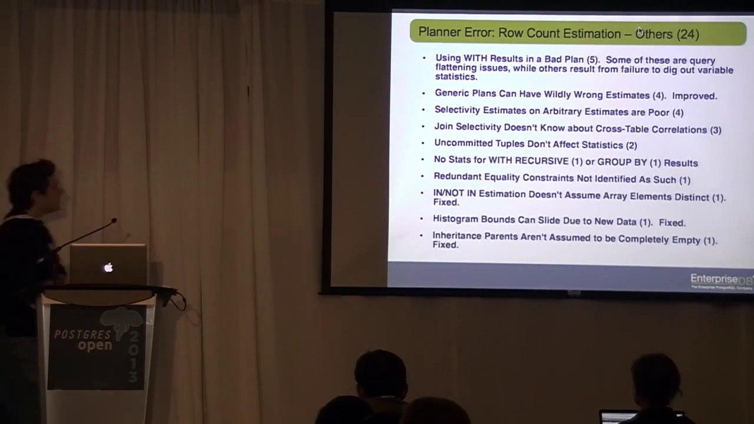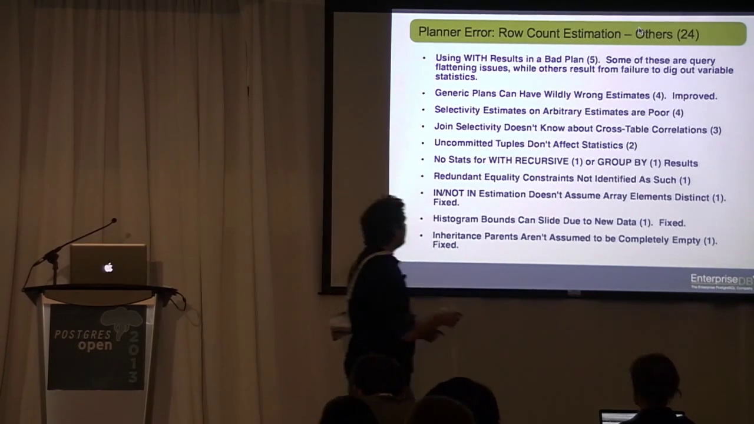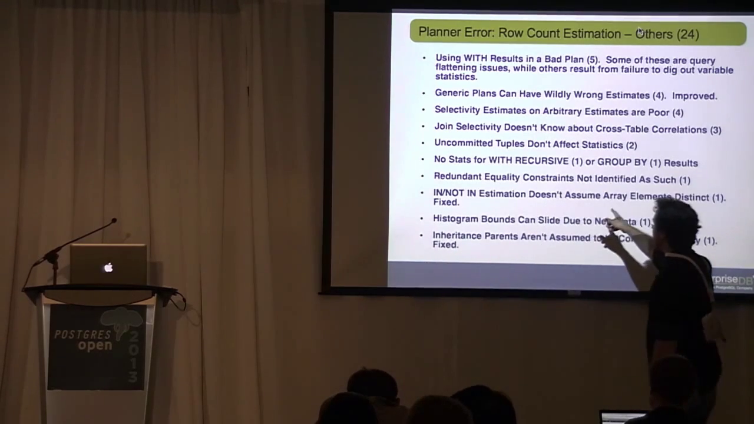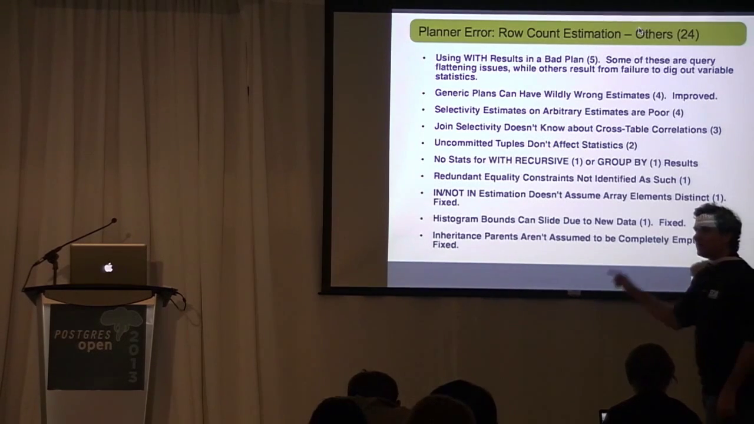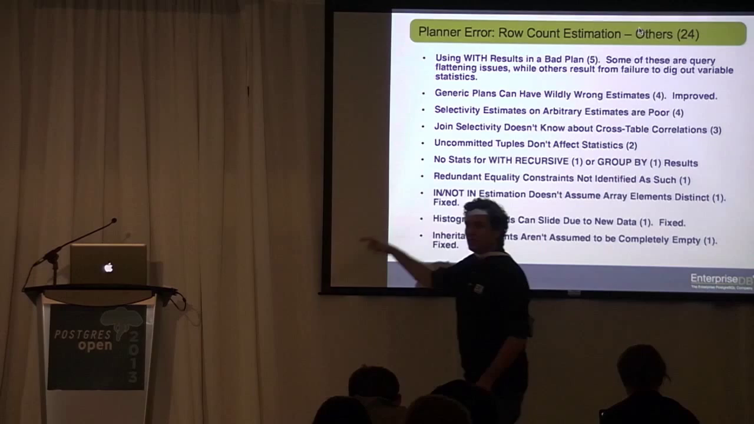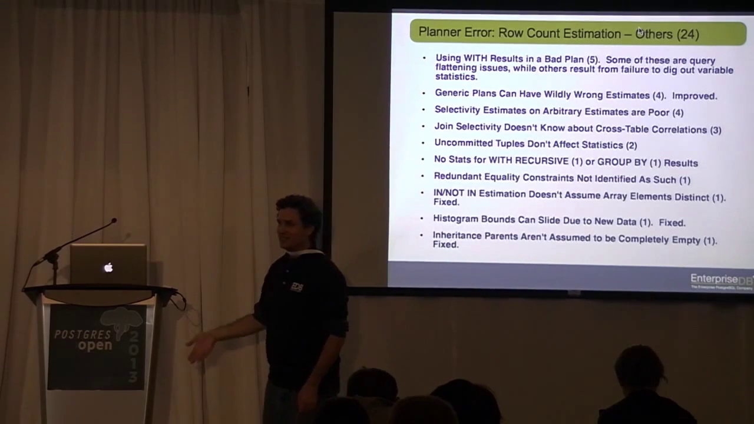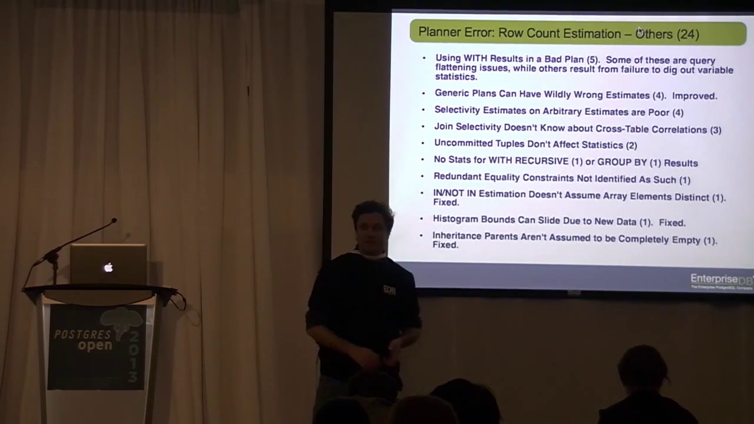Yeah, so we were incorrectly estimating the selectivity of something like a.x in (1, 1, 1, 1, 1, 1, ...) with a long list of repeated ones. That's actually been fixed.